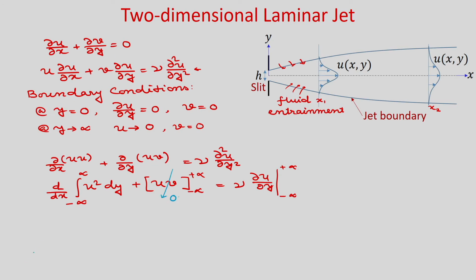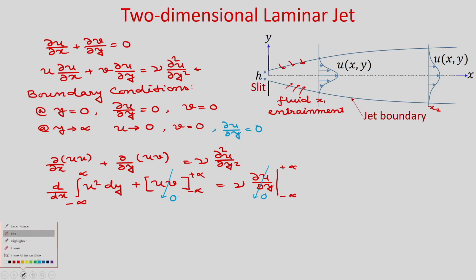Okay. And you can see that as y tends to infinity, obviously, we will have del u by del y also 0, because u is 0. There will be no velocity gradient outside this boundary. So, del u by del y also will be 0. So, this is also 0.